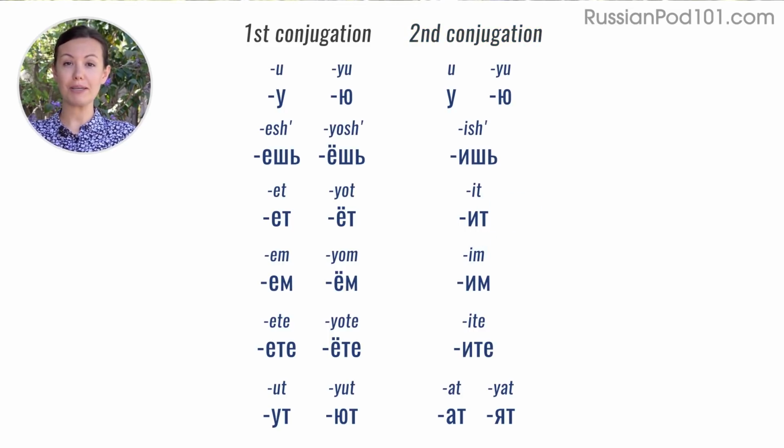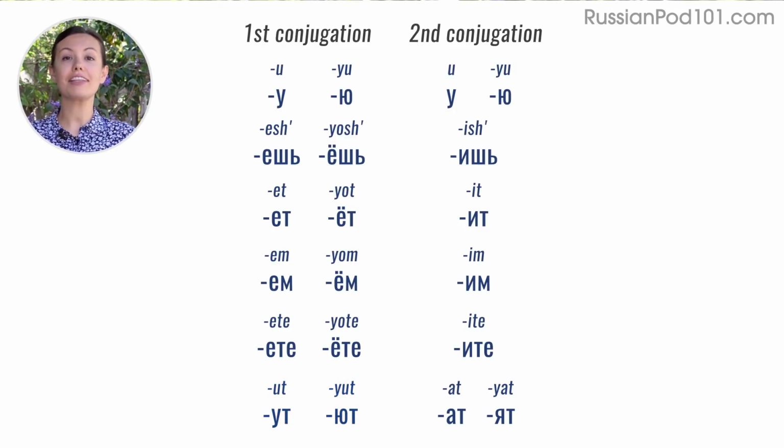Let's explore the typical endings of the first conjugation verbs. First person singular, у, ю. Second person singular, ешь. Third person singular, ет. First person plural, ем. Second person plural, ете. Third person plural, ут, ют.